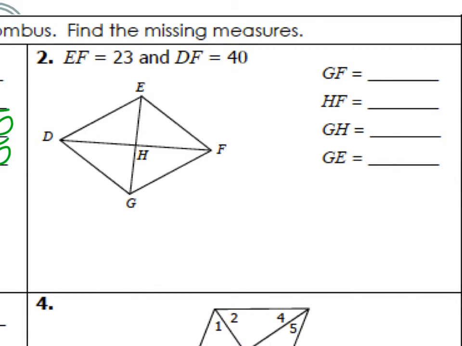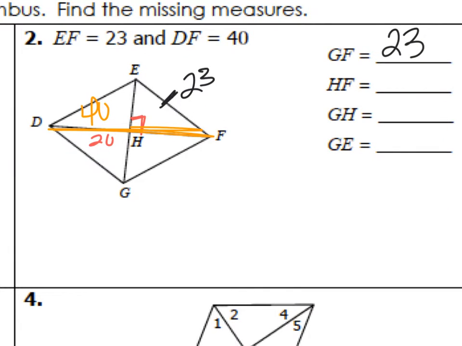EF is 23. That means all of the sides are 23, so that means GF is also 23. That's pretty much all I know. And I also know that the other side, DF, this whole thing right here is 40. So the whole thing is 40, which means I know that half is 20. To find HF, we took it and divided it by 2, so that's how I got 20.